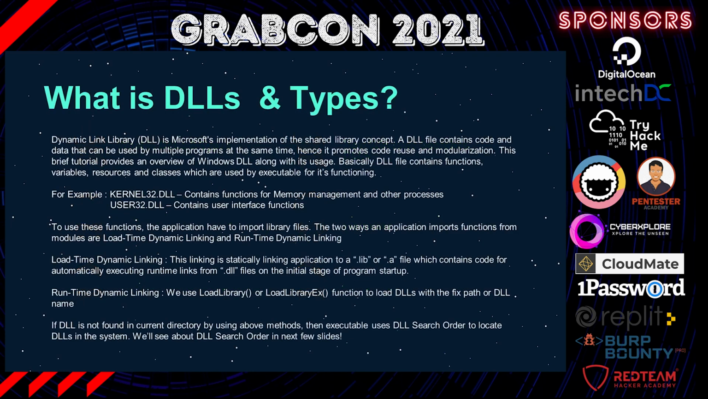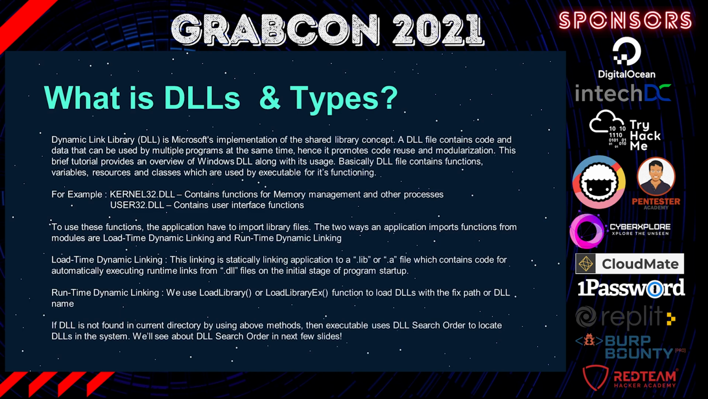So what is a DLL and its types? A bit of theory, so that you can understand in a better way. Sorry if I bore you much. A DLL is a dynamic link library, which is implemented by Microsoft as a shared library concept. A DLL file contains code and data that can be used by multiple programs at a time. Hence, it promotes code reuse. And the DLL file contains functions, variables, classes, and resources which are used by executables.